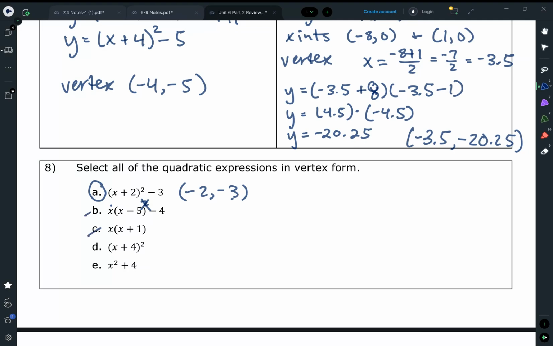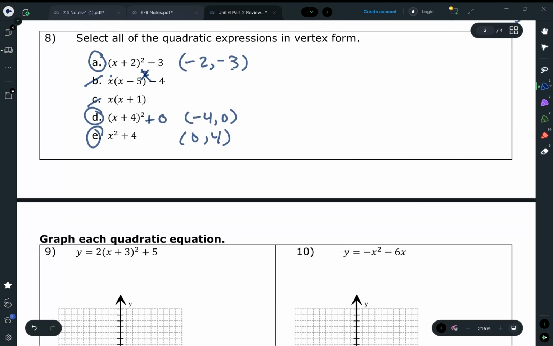It's not vertex form. On D, though, I do have parentheses. x is inside. I have nothing outside. That's fine. My vertex would just be negative 4, 0. Definitely vertex form. And the last one, there's no parentheses. So it'd be tempting to say that it's not vertex form, except I do know my vertex because I have nothing in parentheses with x being squared. It's 0, 4. So that one's going to be vertex form as well.